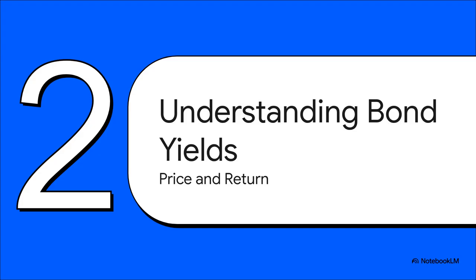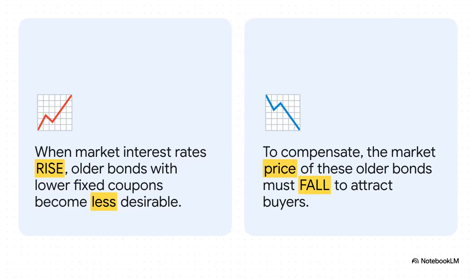Now that we have established the basic mechanics, let us explore how a bond's return is determined in the open market. This is where the critical concepts of price and yield come into focus. A fundamental concept for any bond investor is the inverse relationship between a bond's price and its yield. You can visualize it as a seesaw.